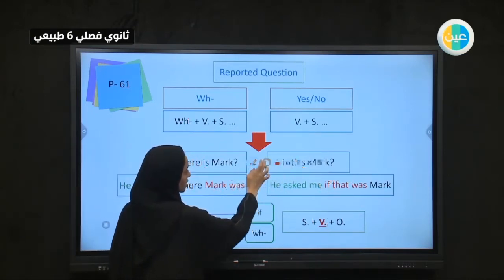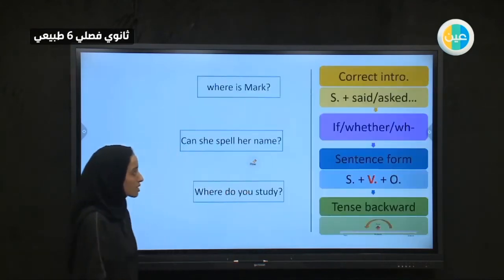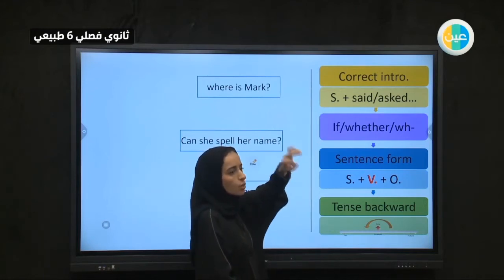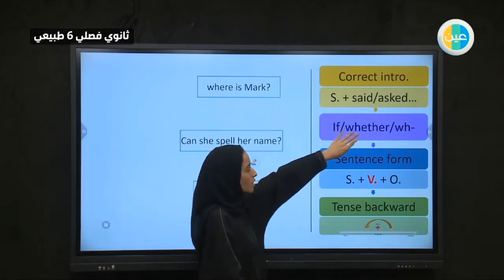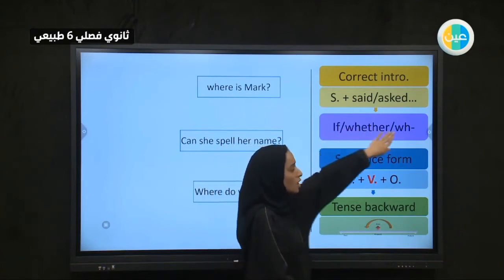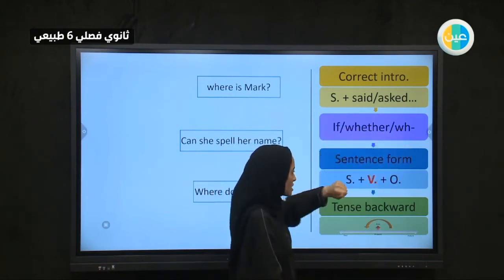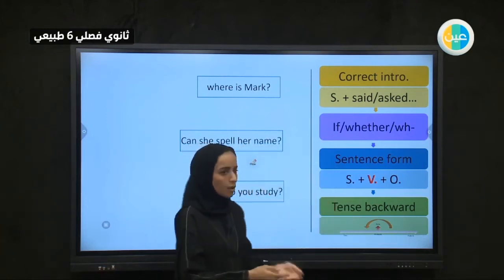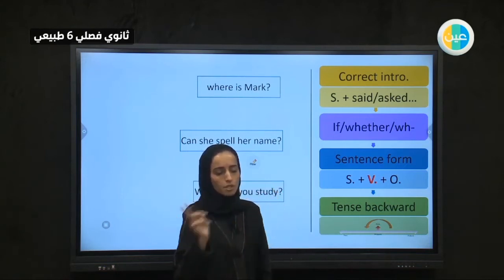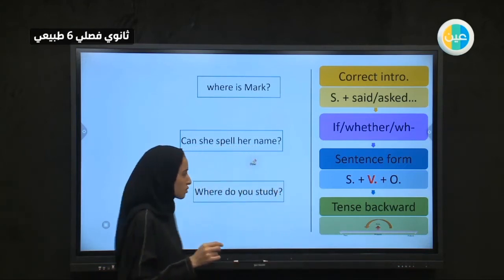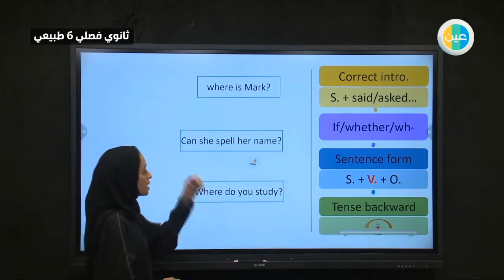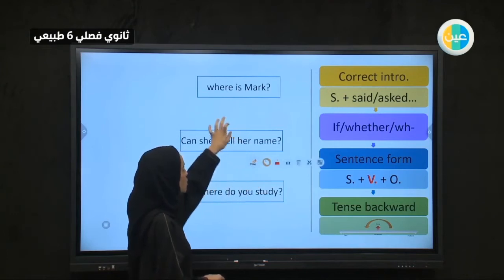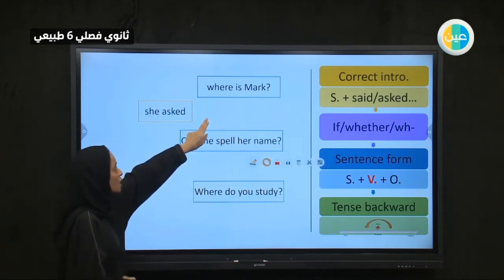So let's delete everything and go to a similar exercise. So the steps are here. Correct introduction: he asked me, he wondered, he wanted to know. Then if or whether, if it is a yes/no question, or you will use the WH question word as it is. Sentence form, he is going to be he is. Then one tense backward: present into past, and past into past perfect. So let's start here. Where is Mark? Here we have a WH question word. Where is Mark? So here, correct introduction. She asked.